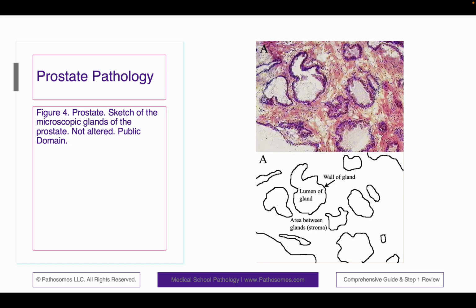Now, as we should be aware of, the prostate is glandular tissue. And here we can see a sketch of the microscopic glands of the prostate. Note the lumen and the wall of the gland, and the area between the glands is the stroma, right? We're going to get into this.